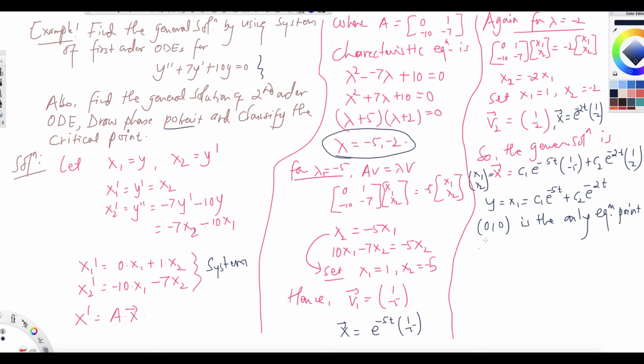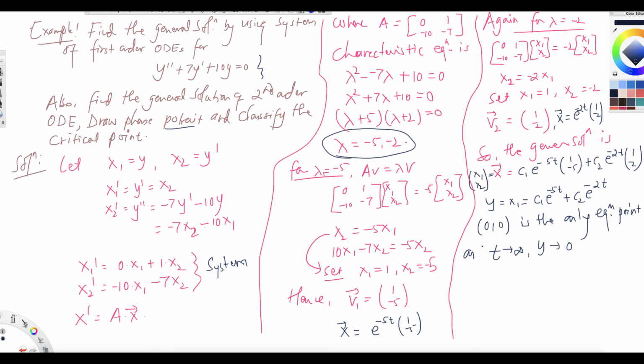Also, there is another way, right? As t tends to infinity, what happens? This will become 0, right? This will also become 0. Why? Because if t tends to infinity, you will get e to the negative infinity, which always goes to 0, and there also you will get e to the negative infinity. So that will also go to 0. So you get that y goes to 0, right? So you can see that (0, 0) is a stable equilibrium point.